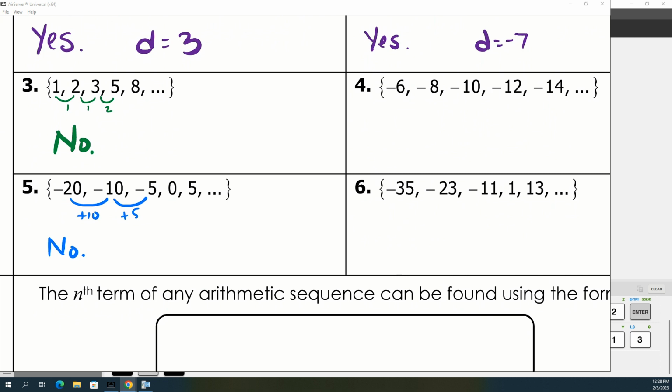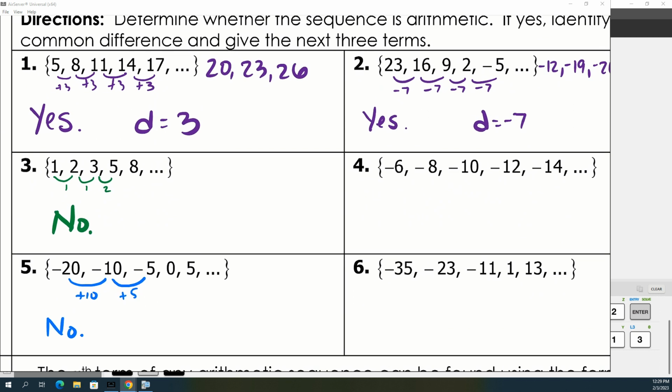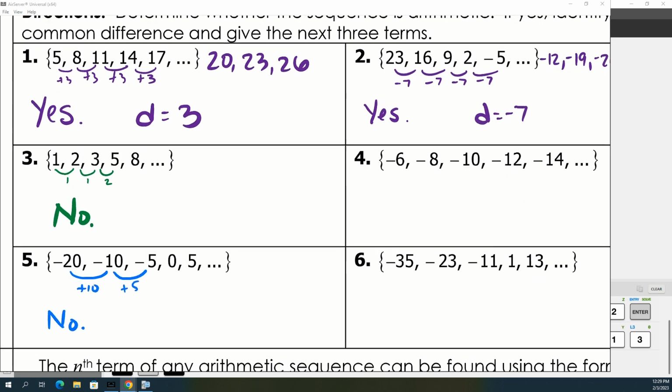All right, any questions on determining if it's arithmetic? So if it's going up by like 1, 1, 1, 1, then yes. Or 2, 2, 2, 2, or 3, 3, 3, 3. It has to be going up or down by the same amount every time for it to be arithmetic.